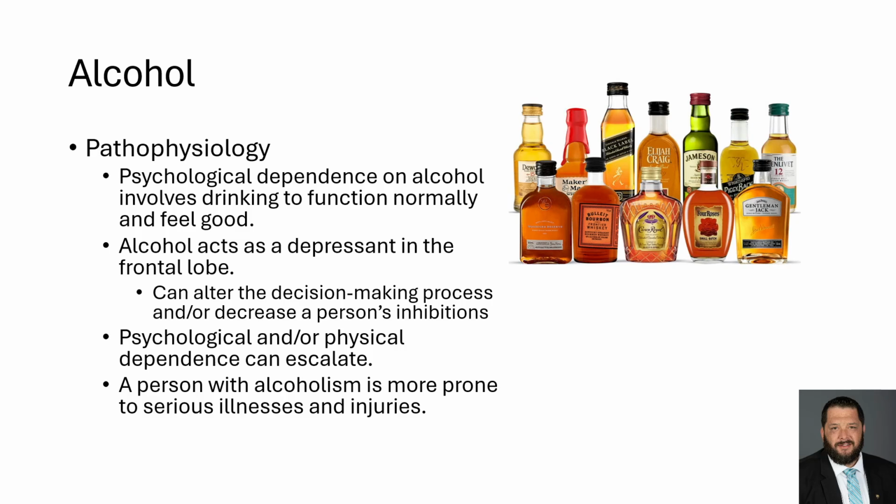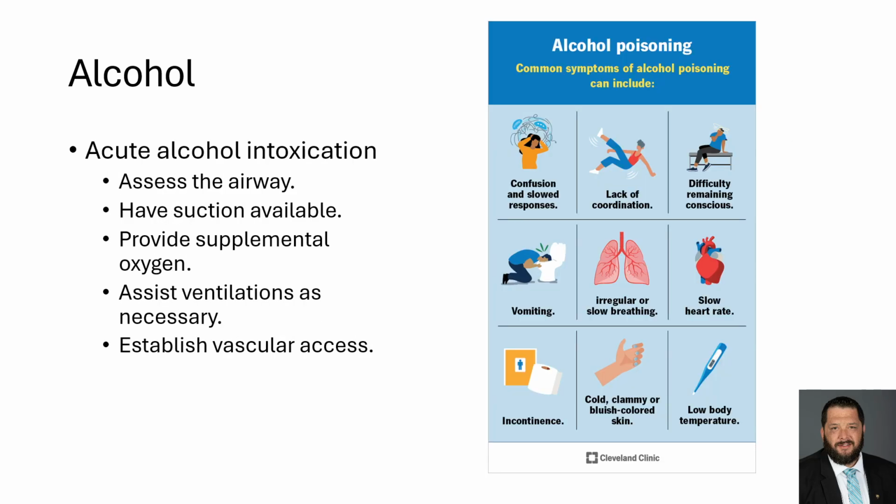As far as pathophysiology or physiologic presentation for alcohol abuse, dependence on alcohol involves drinking to function normally and feel good. Alcohol acts as a depressant within the frontal lobe and can alter decision-making and/or decrease a person's inhibitions. Psychological and physical dependence can escalate over time and with extended periods of use, and a person with alcoholism is more prone to serious illnesses and injuries.